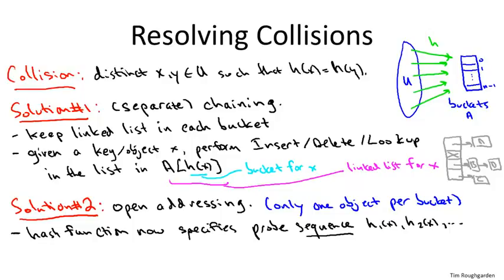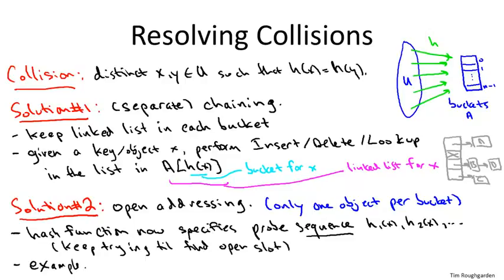So there's various strategies for trying to figure out the probe sequence. One strategy is if you fail in, say, bucket number 17, which is where the hash function tells you to go first, you just try bucket number 18, then 19, then 20, then 21, and so on, until you find your first open slot. So that's called linear probing.